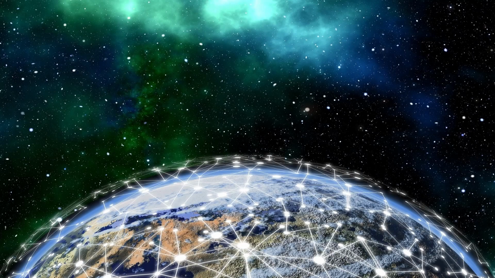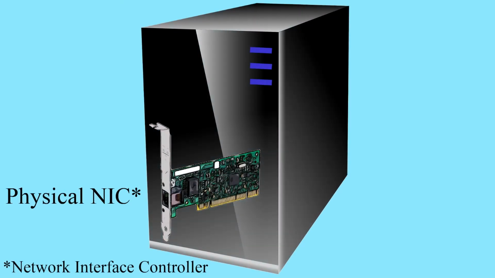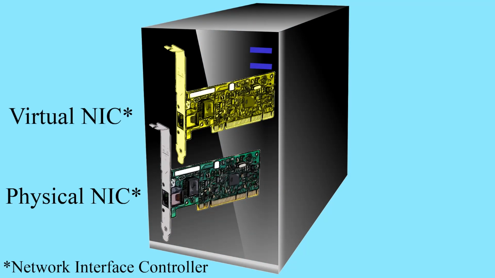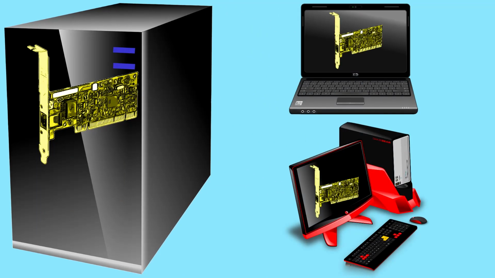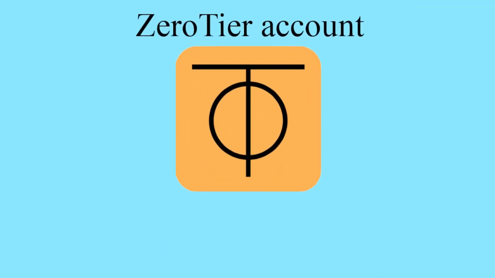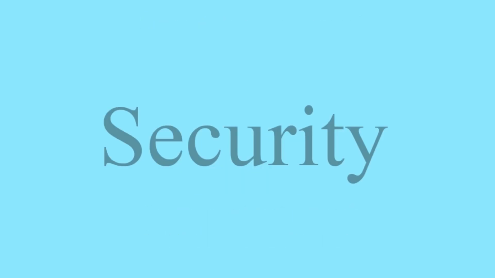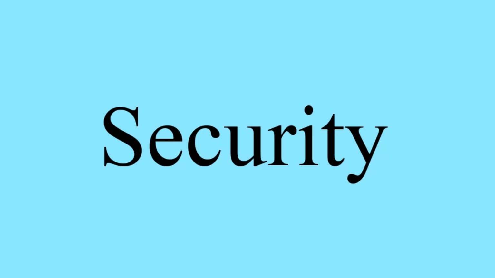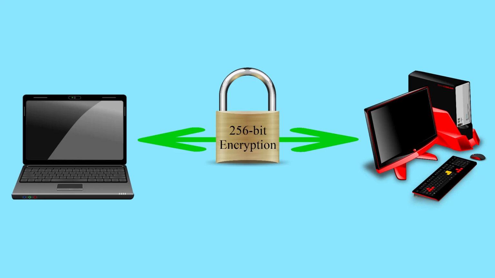To answer the first question, ZeroTier constructs a virtual network that you can add your devices to. To do this, when you install the software, it creates a virtual network adapter on the device. And as you add more devices, each of these virtual adapters is on the same network. This is possible because by creating a ZeroTier account, you actually configure the virtual network and control which devices are allowed to connect to it. With regards to the second question, you can be confident that your connection is secure as ZeroTier uses 256-bit end-to-end encryption.